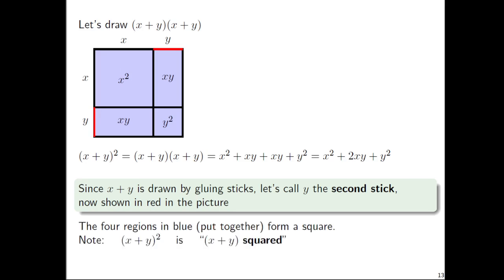Now, the 4 smaller regions that you see in blue all put together form a square, right? X plus y quantity squared is, and we say it this way, x plus y squared. Let's draw x plus 5 times x plus 5. So it should look like this. Instead of x plus y times x plus y, now we have x plus 5 times x plus 5.